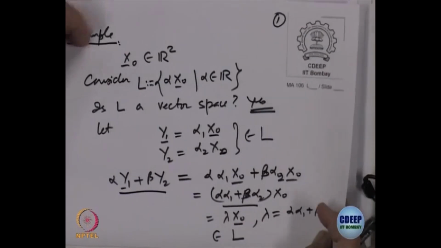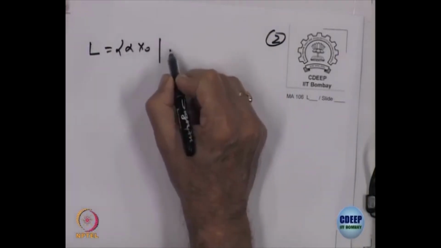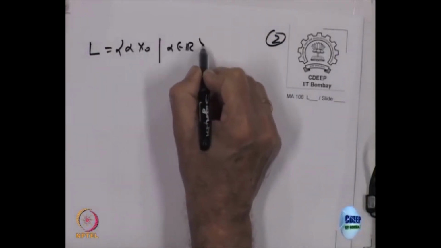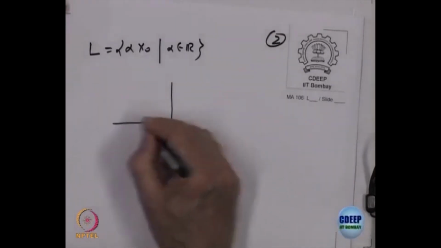Can you tell me geometrically what this vector space looks like in R2? We can visualize geometrically what R2 is. R2 is the plane. So, visualizing, what is L? That is equal to alpha x0, alpha belonging to R. Let us try to draw a picture of it.